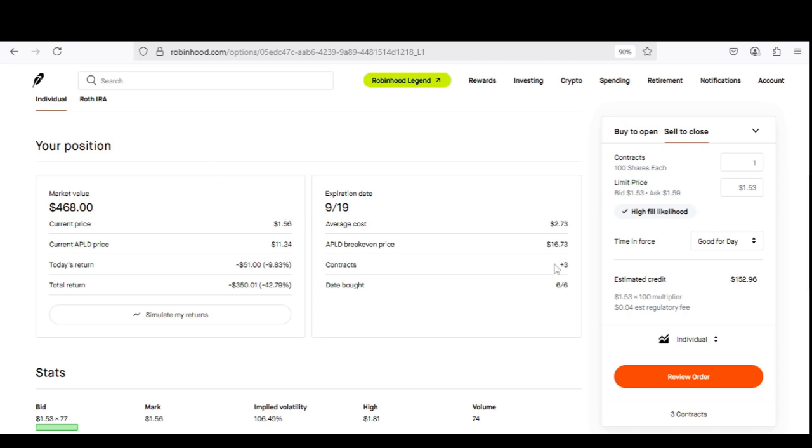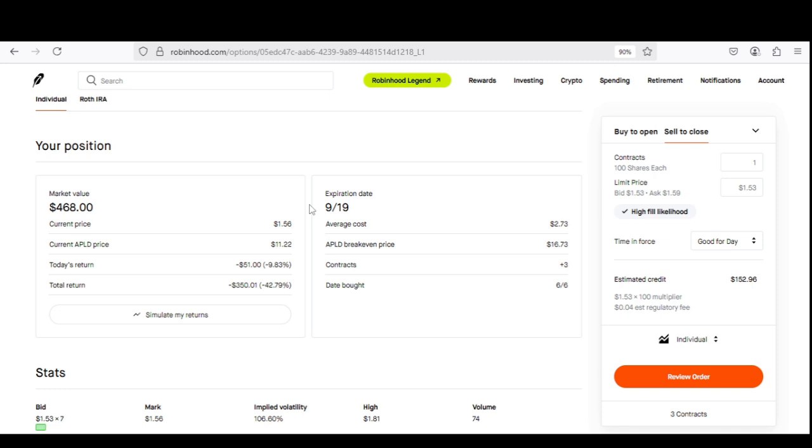So this one actually has 3 contracts, and the break-even price is 16.73. The current price is at 11.22. So that tells you I'm actually down on the trade. The amount I'm down on the trade is 42.79%, or $350. Now, I'm not going to do anything with this trade because I do have a lot of time left on it. I'm just doing this for the purposes of showing you guys how to get out of this trade. Now, for this option strategy, I'm going to show you how to roll a position.